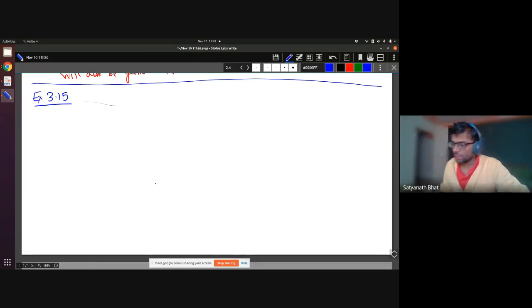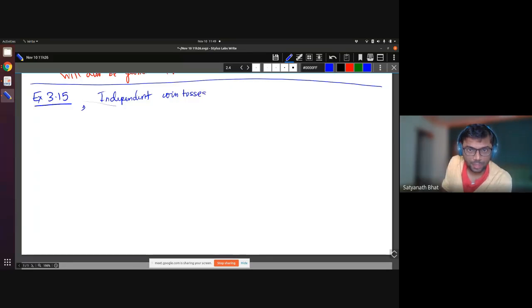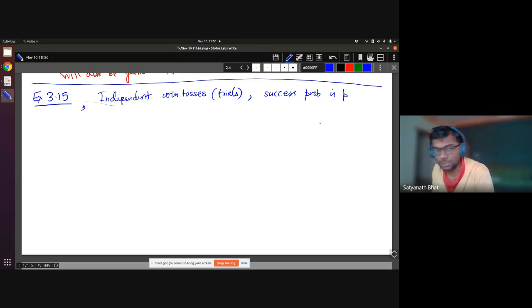Okay, so what this is looking at is you are going to do a coin toss. Basically what you have is independent coin tosses. This is sometimes called independent trials, and the success probability is p. So far, it looks like a Bernoulli process, but now we will make a small change here.